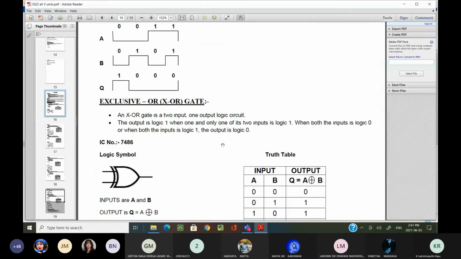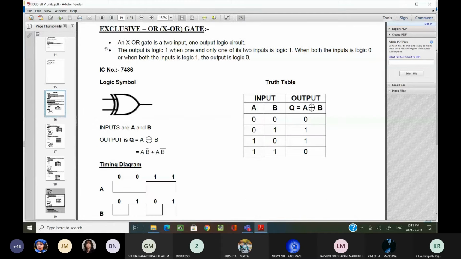Now XOR gate. An XOR gate is a 2 input, 1 output logic circuit. It is also a 2 input gate and 1 output gate. When this XOR gate is giving the output as high, the output is logic 1 when one and only one of its inputs is logic 1. If only one input is high, then the output is high. In all the remaining cases, the output is low.